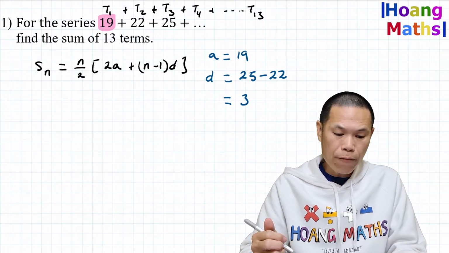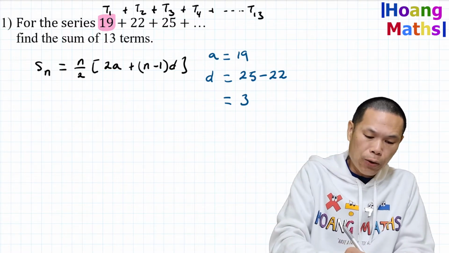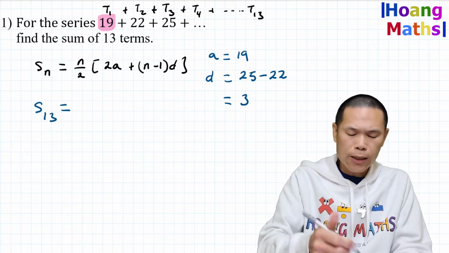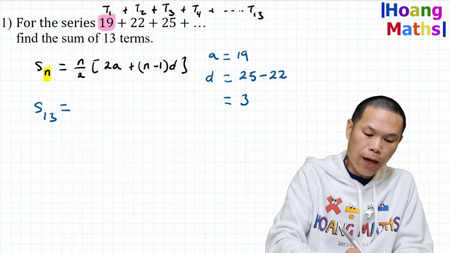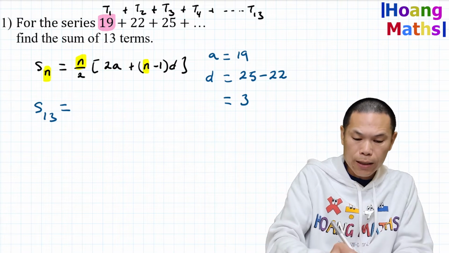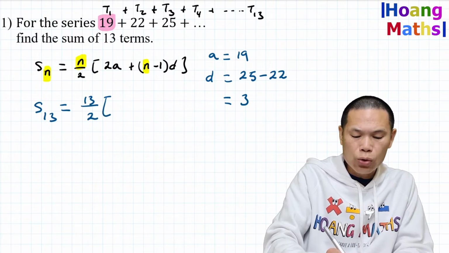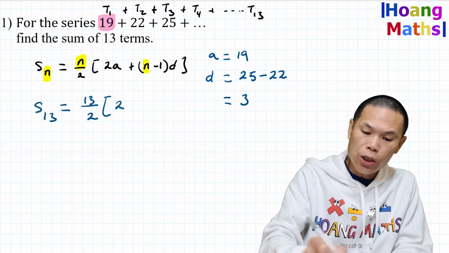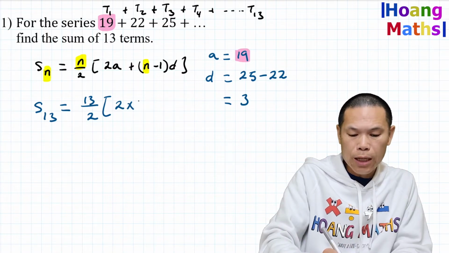Now we need to find the sum of 13 terms. So S13 means 13 terms altogether. So n is 13, because it's S of n. Just remember that. So 13 over 2, and then we times 2 lots of a. A is the first term, which is 19 here. So we just replace it with that: times 19.